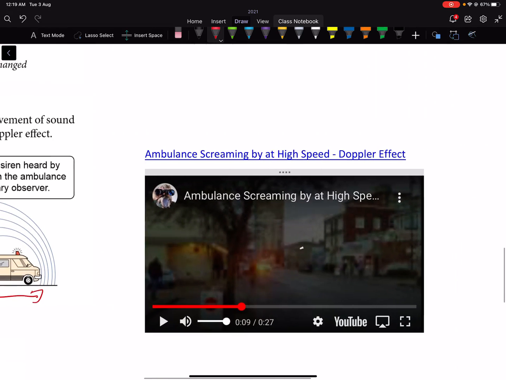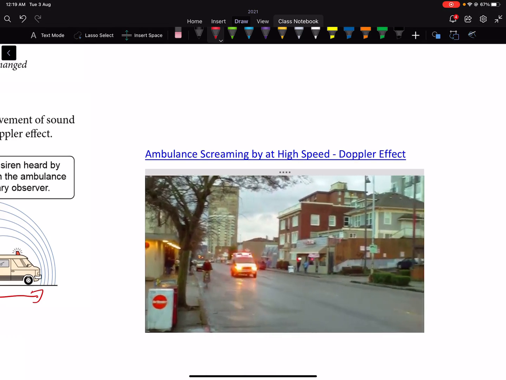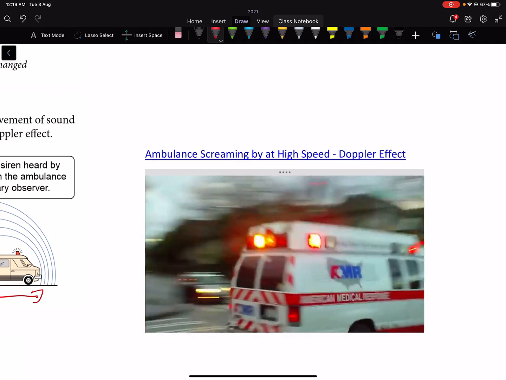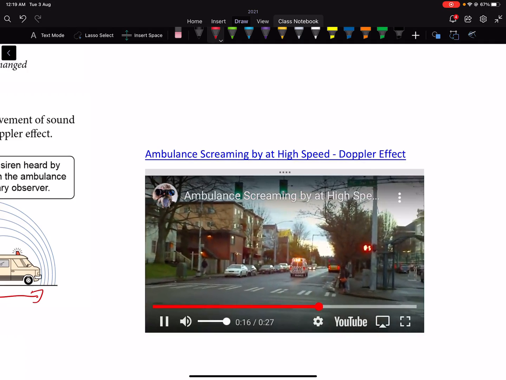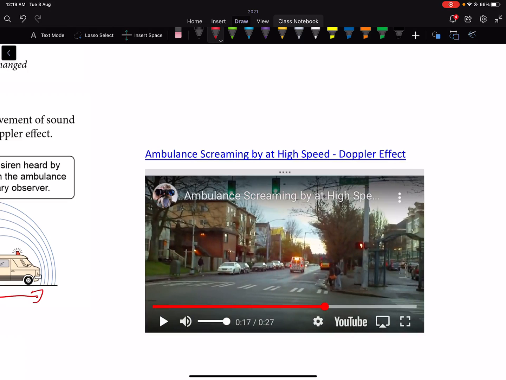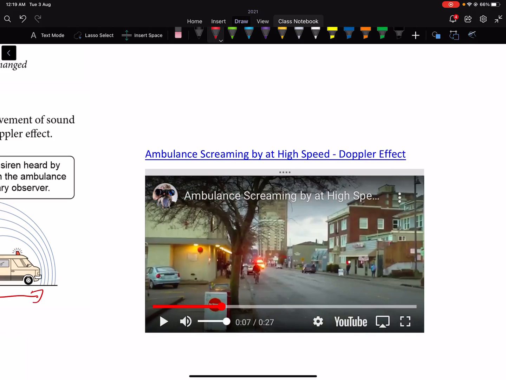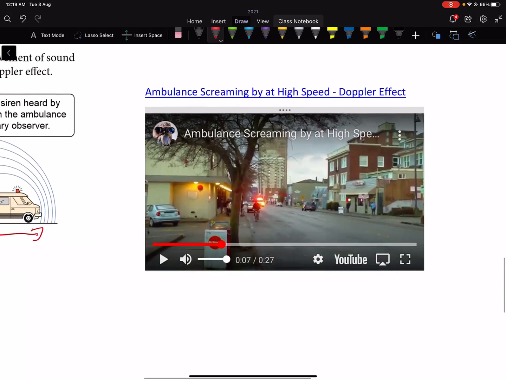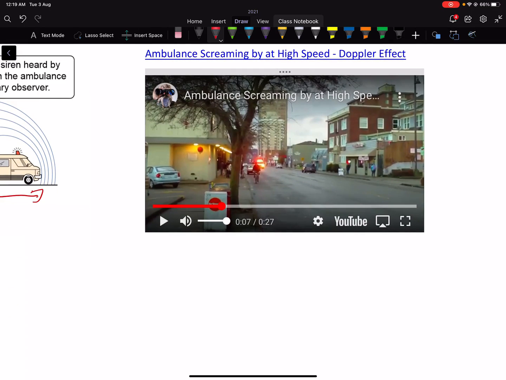Okay, here's an example of the situation. You can see as an ambulance is approaching, you hear that the pitch will increase, and then as he goes away, the pitch will decrease. It is not the ambulance playing a different sound as it passes you. It is just that the pitch appears to change as it approaches, and as it leaves, the pitch will also change. Okay, let's see. So it goes away. What happened?